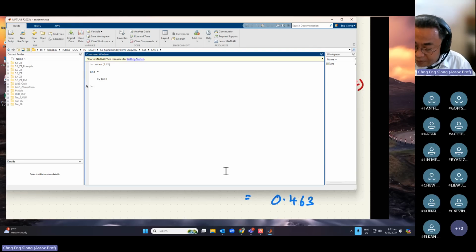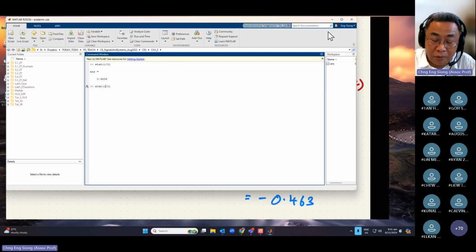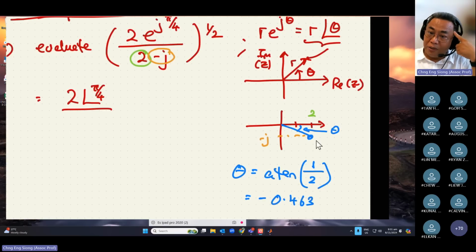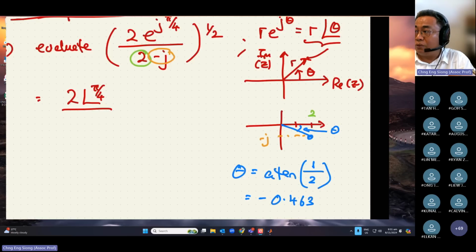Please put a minus there. This is what I'm trying to tell you. If I use a minus, it's correct: minus 0.463. If I use only half, it's 0.463. But if I have drawn this, then I know the angle is 0.463 and that I'm going down, so it is minus 0.463. It is even more difficult if I'm going to the second quadrant or the third quadrant. This is O-level math you have to revise, okay? Don't get this wrong.